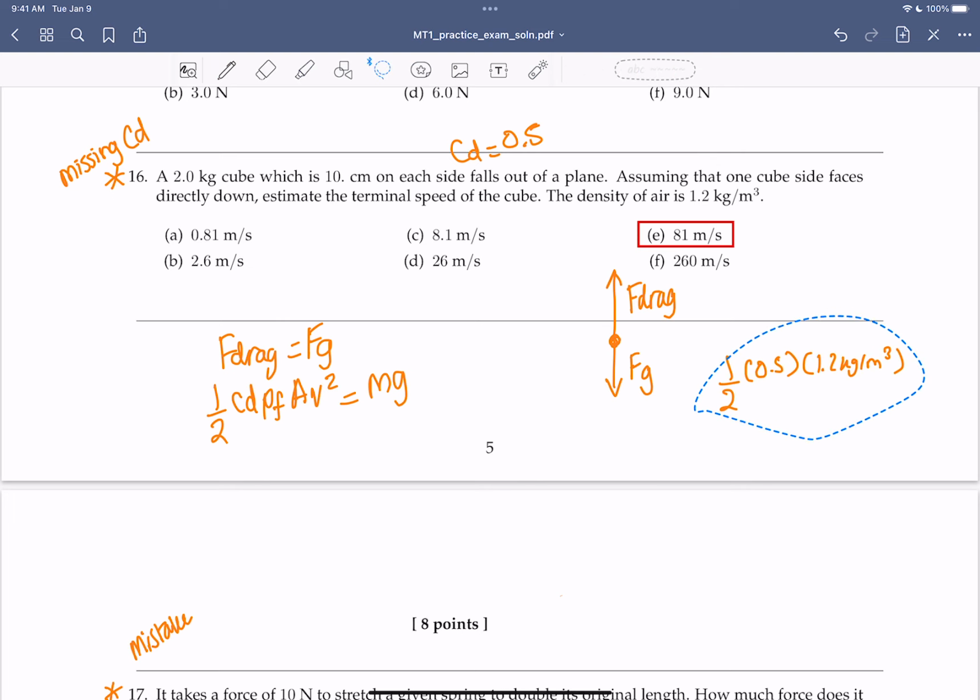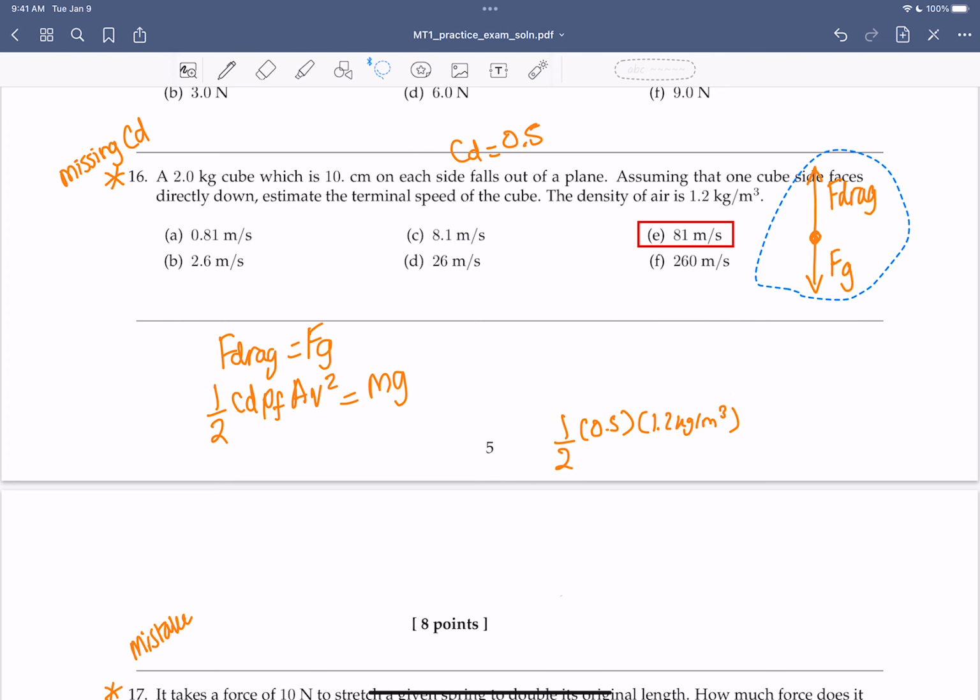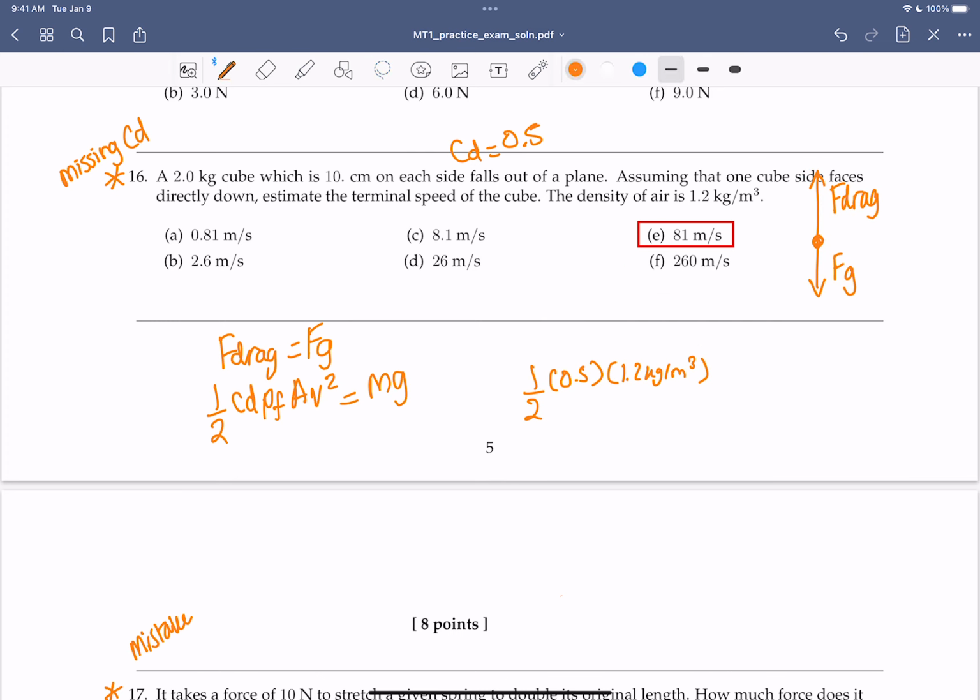Let me move this over a bit. And then you take that times the area, which is 10 centimeters. I'll just put 10 centimeters. Oh, my bad. 100 centimeters squared. Convert that to meters squared. Put that here, right? Times your terminal speed squared. And then you have your mass, 2 kilograms, times your gravity, 10 meters per second squared. And then you can kind of solve to figure out your terminal speed.